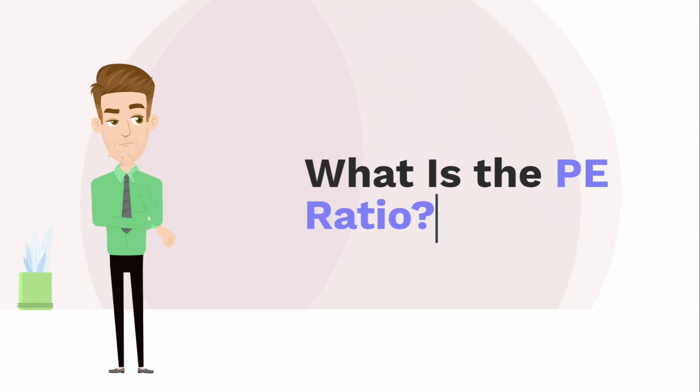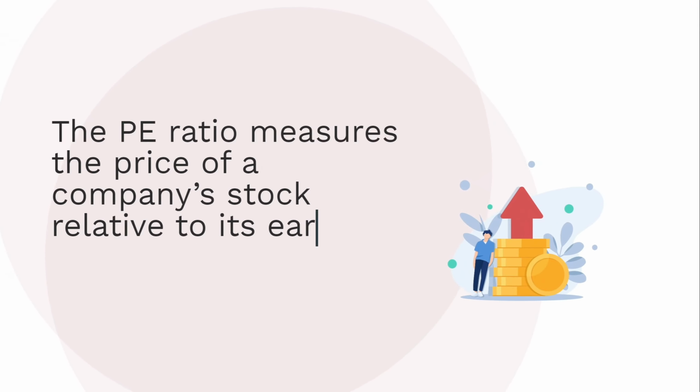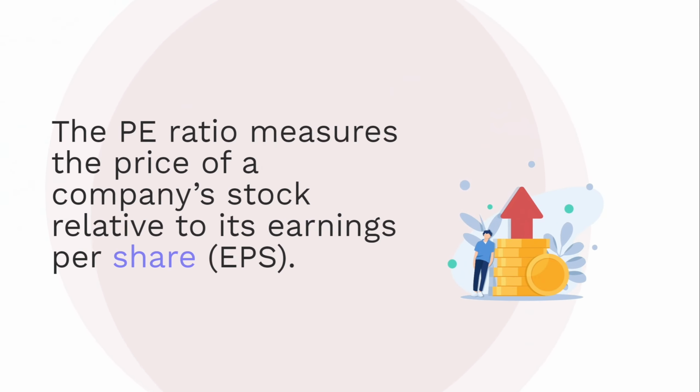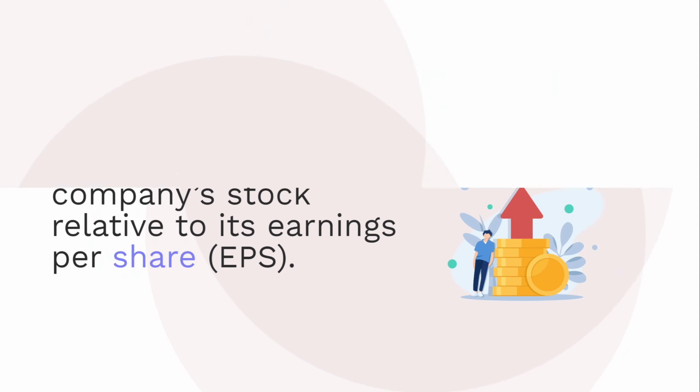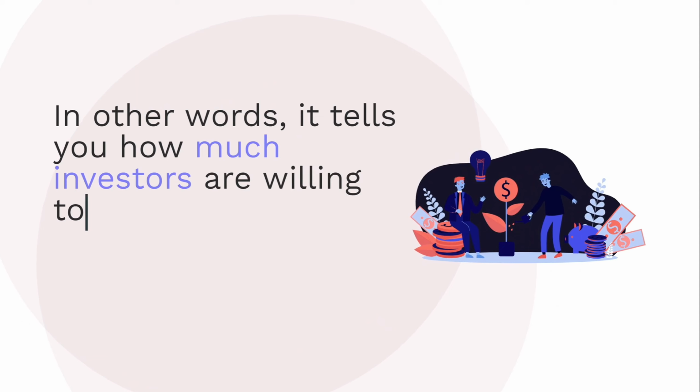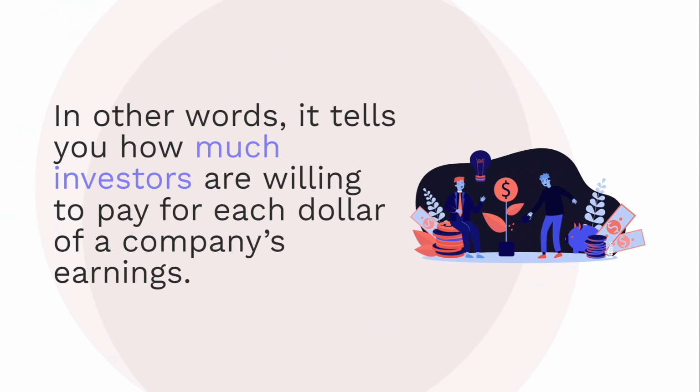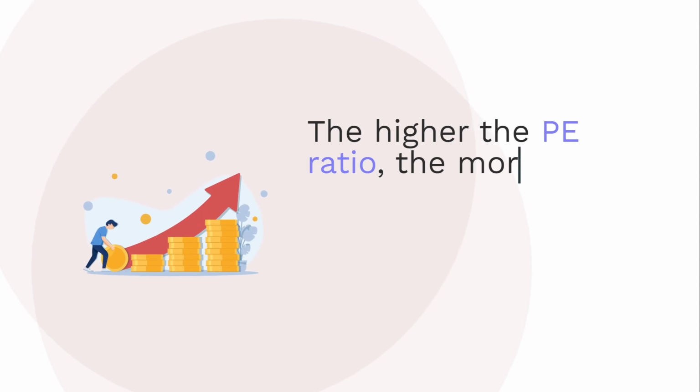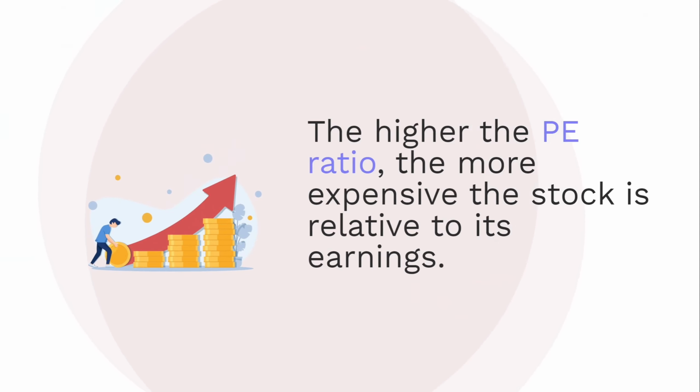What is the P/E ratio? The P/E ratio measures the price of a company's stock relative to its earnings per share, EPS. In other words, it tells you how much investors are willing to pay for each dollar of a company's earnings. The higher the P/E ratio, the more expensive the stock is relative to its earnings.